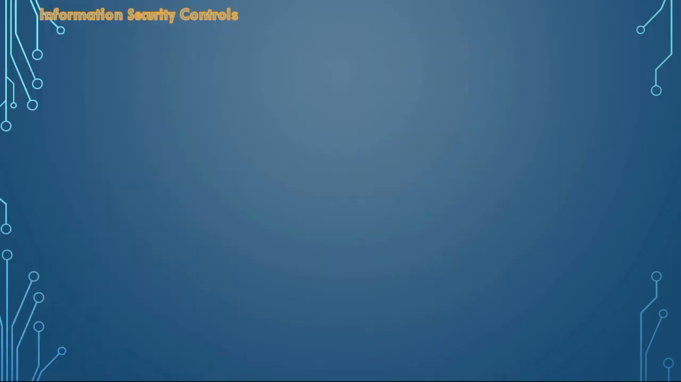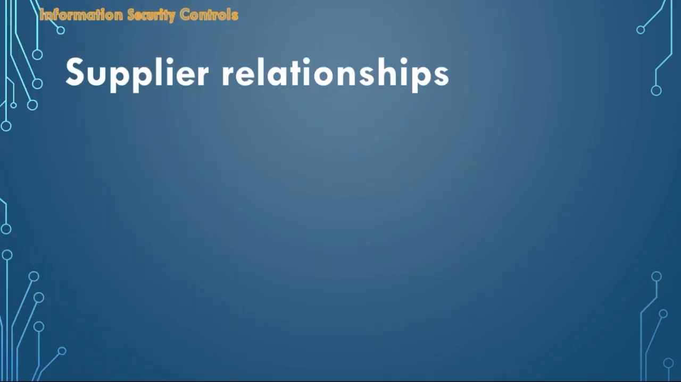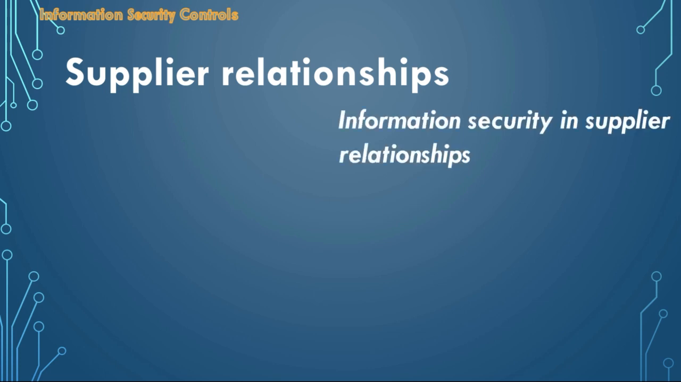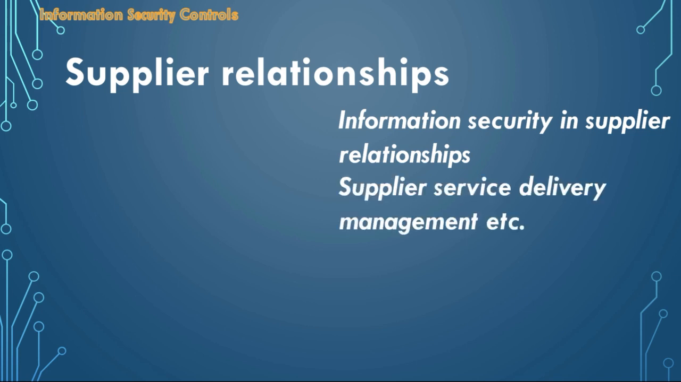A15, Supplier Relationships. So, supplier relationships fundamentally mentions the objective of having policies for information security in supplier relationships and supplier service delivery management, along with different controls associated with these. Again, this part is crucial but undermined.